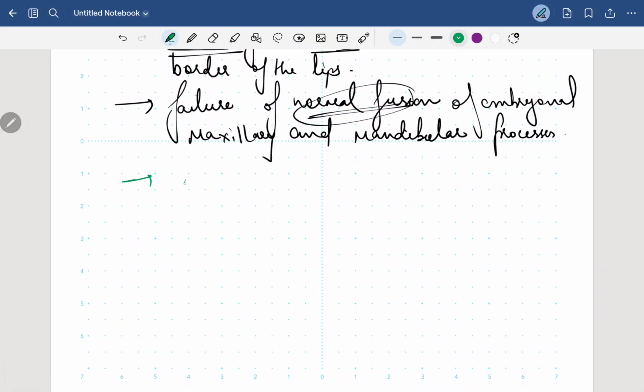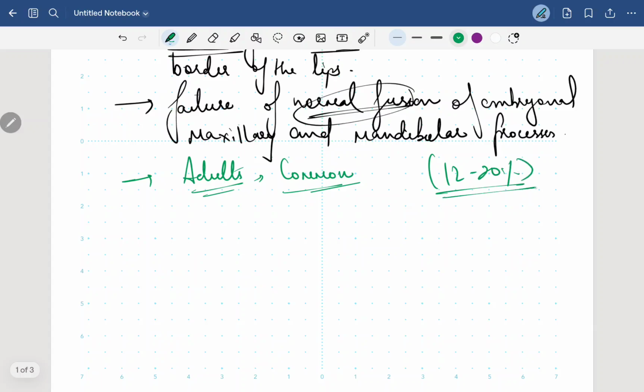Most commonly it is seen in adults, not in children. Approximately 12 to 20% of the adult population is affected, which is very little. Children also can have this, but the prevalence is very low, 0.2% to 0.7%.